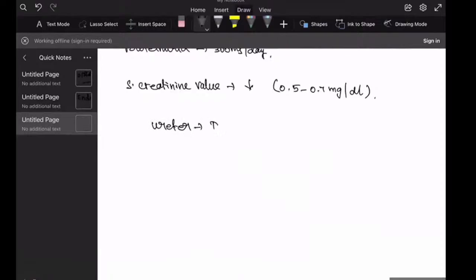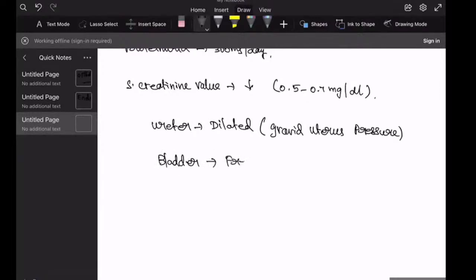Ureter is going to be dilated because of the gravid uterus pressure. The bladder is going to have frequent micturition because of the same increased pressure.